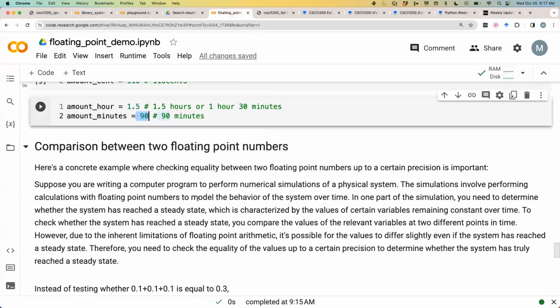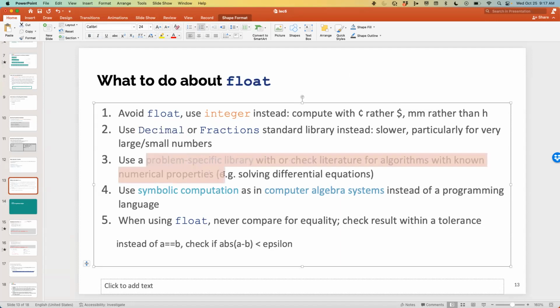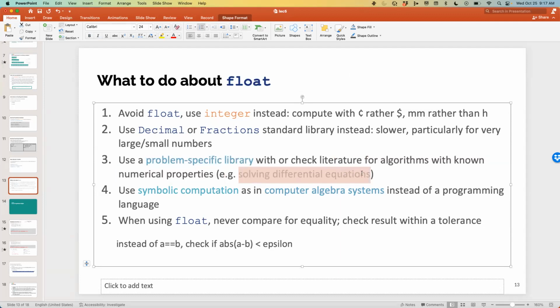Okay, now another thing is that you can use decimal or fraction. We didn't do fractions, we only do decimals here. And you can also use other problem-specific libraries for certain algorithms that know numerical properties. For example, if you want to solve differential equations, there are other libraries available with specific algorithms that solve differential equations. So you can use those specific libraries. And you can use, for example, symbolic computation in a computer algebra system instead of a programming language. So note that programming languages are very wide. You can use them for all those tasks.